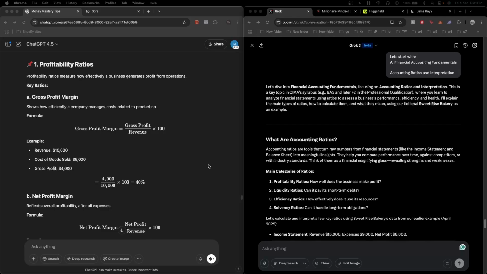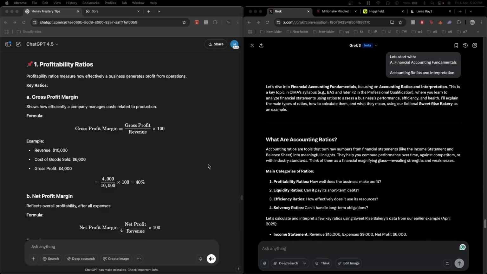Profitability ratios. Profitability ratios measure how effectively a business generates profit from operations. So the key ratios. A. Gross profit margin shows how efficiently a company manages costs related to production. So the formula is: gross profit margin equals your gross profit over your revenue times 100.